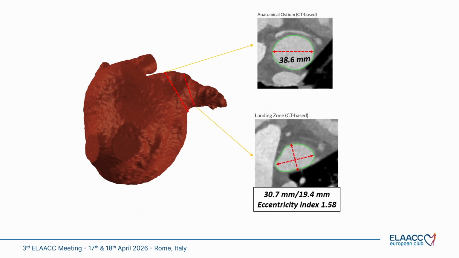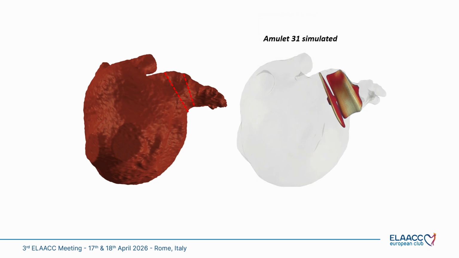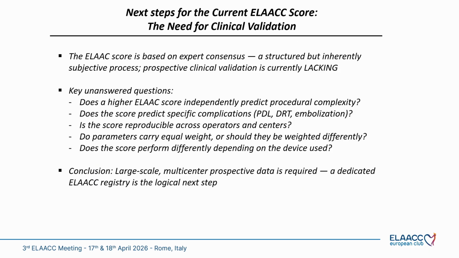You can see that the ostium is extremely large, it's very eccentric, and so you end up with a very high score here. And when you look at the simulation by Phelps, you can see that really it's very difficult to place this device into this case. So you can really anticipate the complexity of this specific anatomy upfront using those parameters.